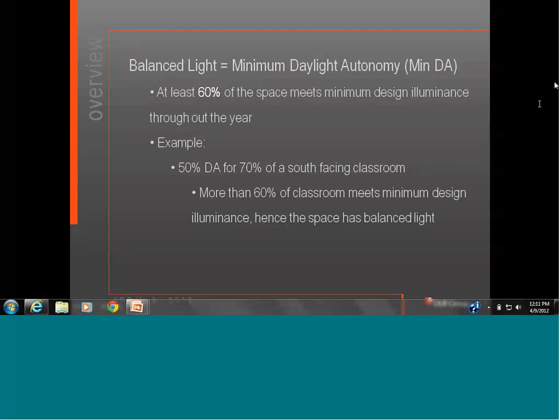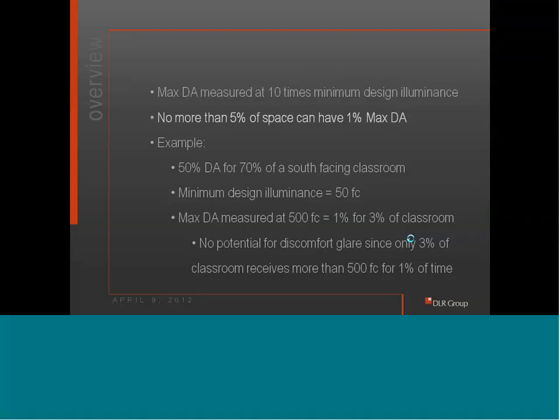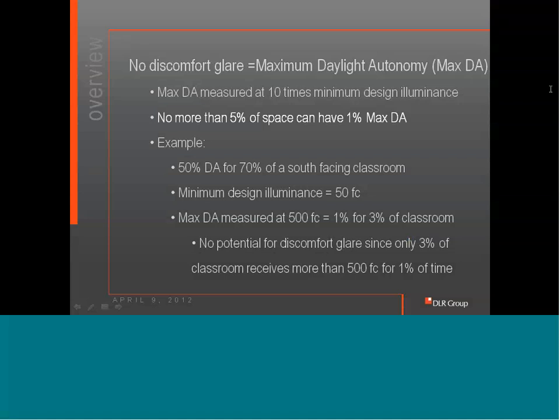So for a minimum daylight autonomy, at a minimum, 60% of the classroom should achieve daylighting autonomy. And then for maximum daylighting autonomy, this is to control glare. Here they're suggesting that we shouldn't be bringing in light that's 10 times more than the design illuminance into the space for more than 5% of the space. This is just a quick refresher, and I think we'll understand this more when we're using Spot.